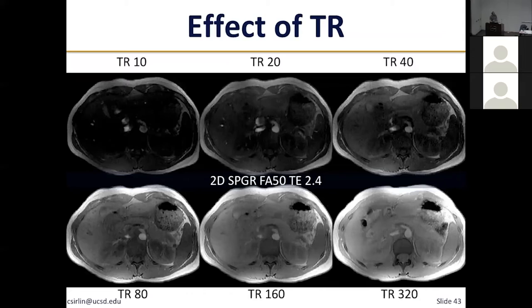Notice that as our TR goes from 10 to 320, the signal to noise goes up. Look how dark the liver is here. Look how bright the liver and spleen are here. So as the TR goes up, the signal to noise goes up. But notice something else happening. Notice that the T1 weighting goes down.